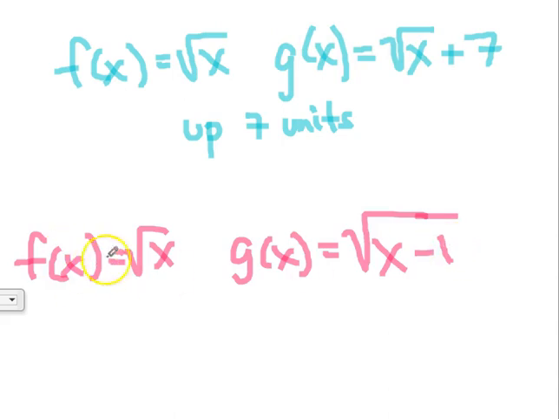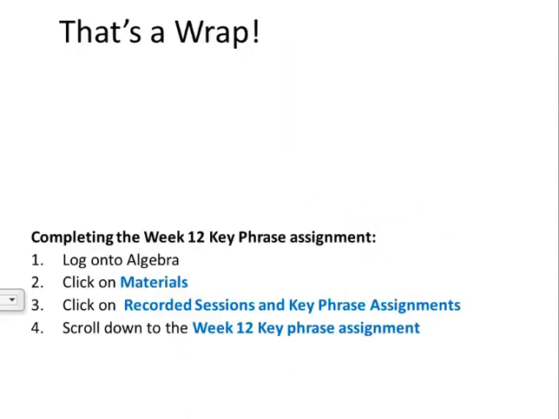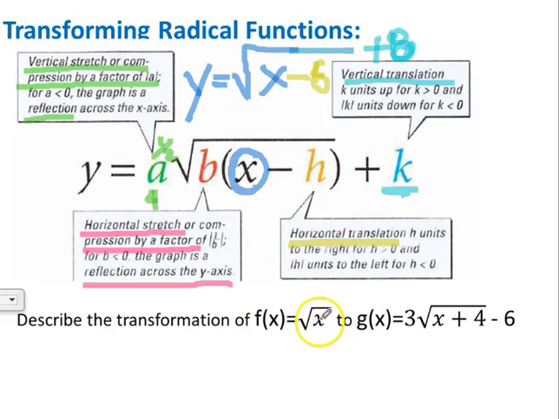Here's another example. f of x equals square root of x, and then g of x is square root of x minus 1, all underneath the square root sign. Remember, this tells us there's some type of horizontal movement that's occurred, and it's opposite of what you'd think it would be. So in this case, we're going to the right 1 unit. We're running out of time, so I'm going to stop there.